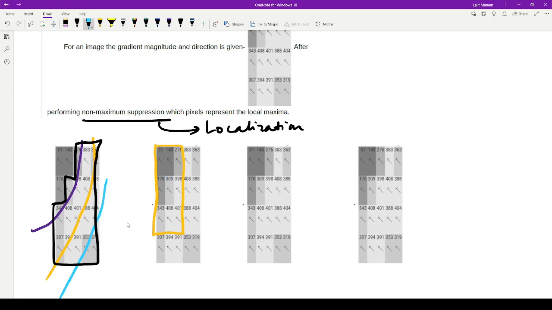Non-maximal suppression. You want to check non-maximal suppression for this point. Is it fine? Compare it with any of them. If any of them are greater than this, then it is not a local maxima, so suppress it.